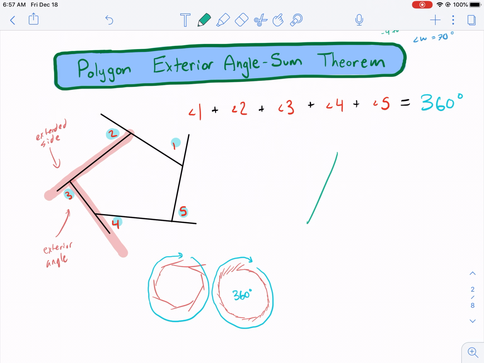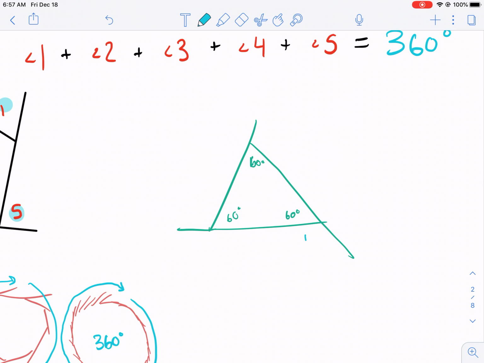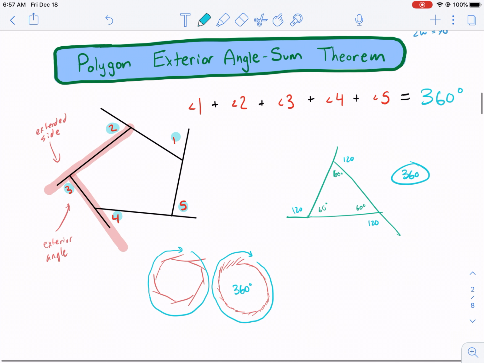So let me just show you real quick. Okay, I already messed it up. There we go, something like this. Let's say this is an equilateral triangle and this is 60, this is 60, this is 60. That makes these exterior angles supplementary. So that's going to be what? 120, 120, and 120. What's 120 plus 120 plus 120? 360. So even with a triangle, every shape, the exterior angles are always going to add up to 360.